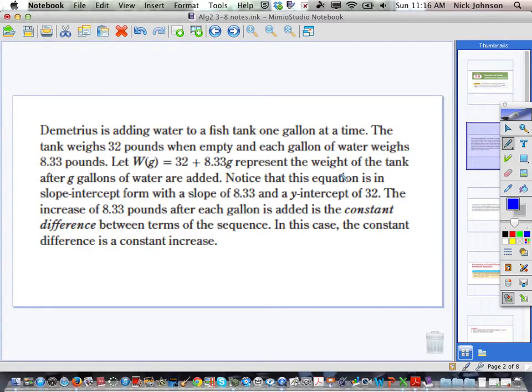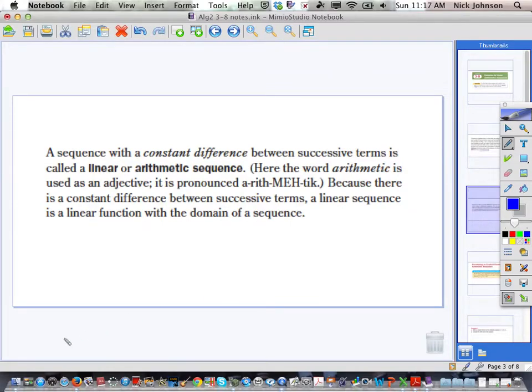Notice that this equation is in slope-intercept form, with the slope being 8.33 and the y-intercept being 32. The increase of 8.33 pounds after each gallon is added is our constant difference between the terms of a sequence. In this case, the constant difference is a constant increase. Very important to remember: slope and constant difference, same thing.